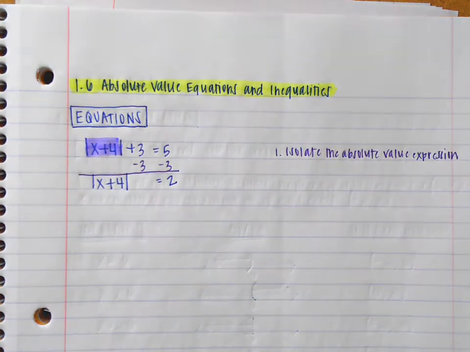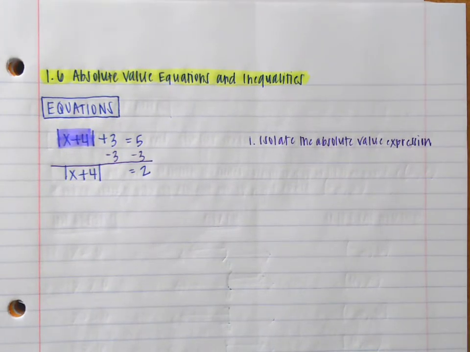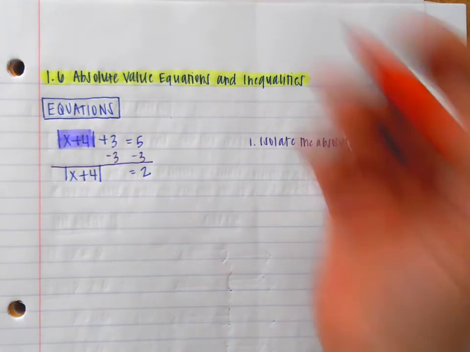Now, something that's super important with absolute values, they're not parentheses. They're grouping symbols, but they're not parentheses. That's something you can distribute to. So that's going to be really, really important. Do not distribute into an absolute value expression.